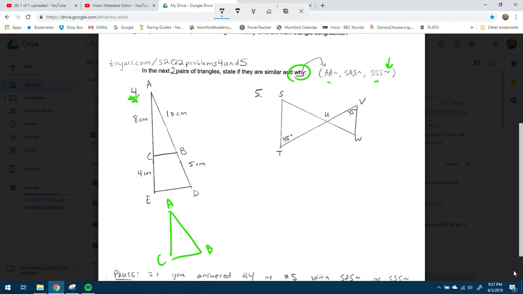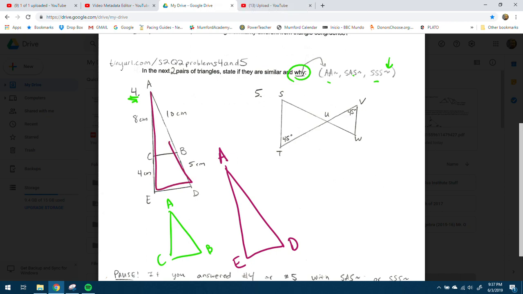And then the bigger one would be A. They both have angle A. Hint, hint. A, D, E. This one is inside of this one in the picture, right? So here's the big purple one. And then the green one is the top part here.